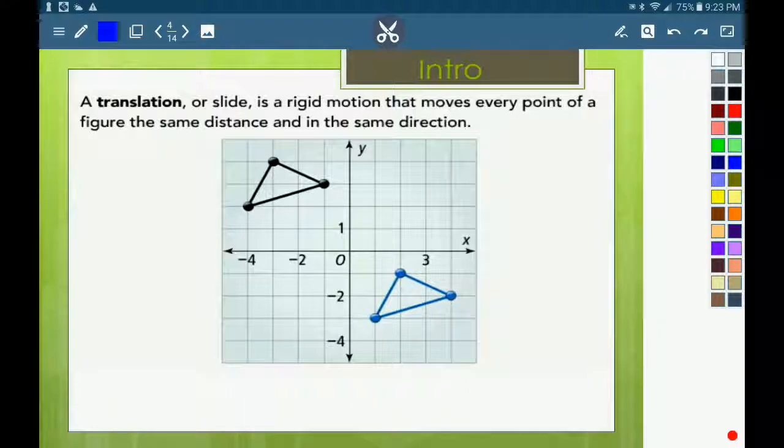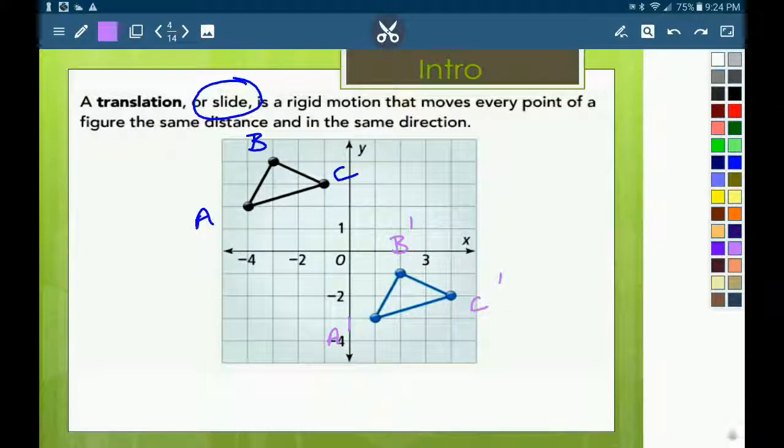So let's take these ideas and go over a little bit of an introduction to the first example. It says a translation or a slide. Slide is our slang term for translation. This is a rigid motion that moves every point of a figure the same distance in the same direction. So if I were to label this triangle, let's call this A, B, C, I can see how it moves to their corresponding A prime, B prime, and C prime.